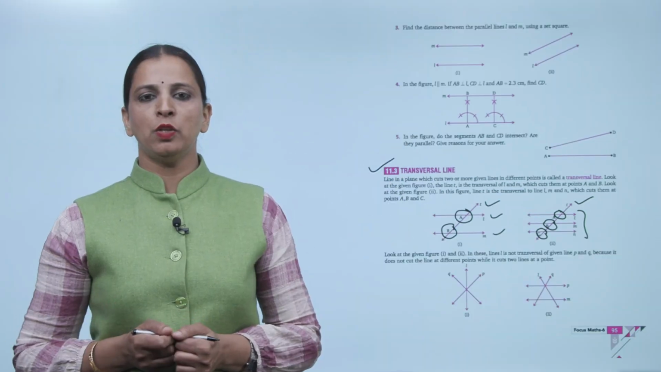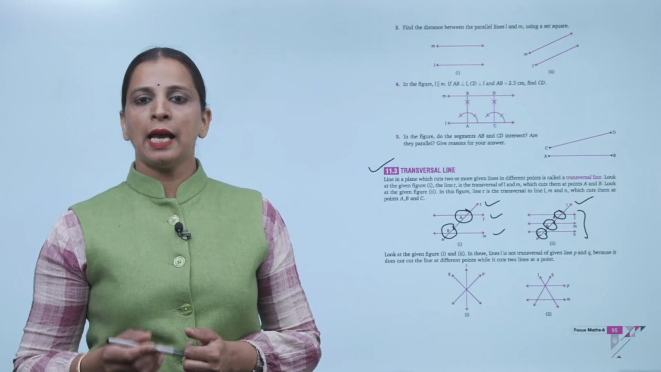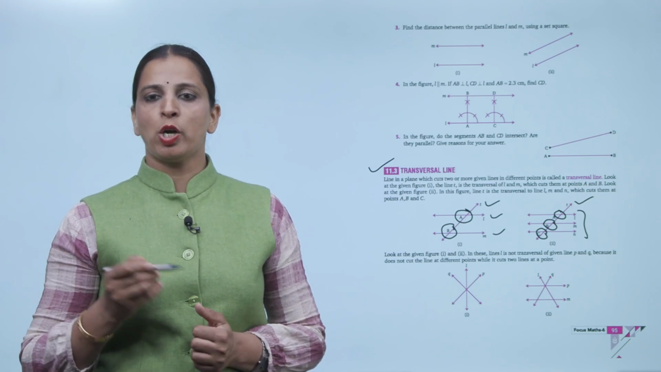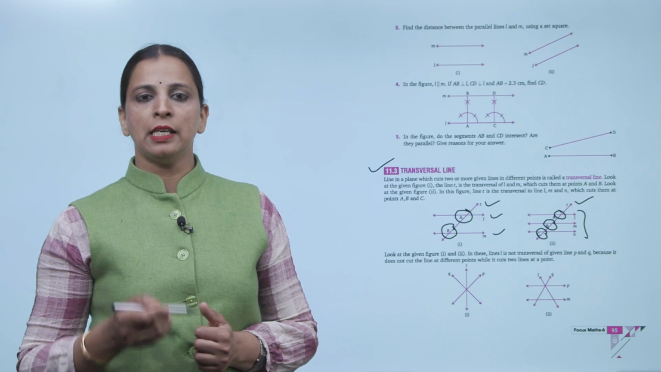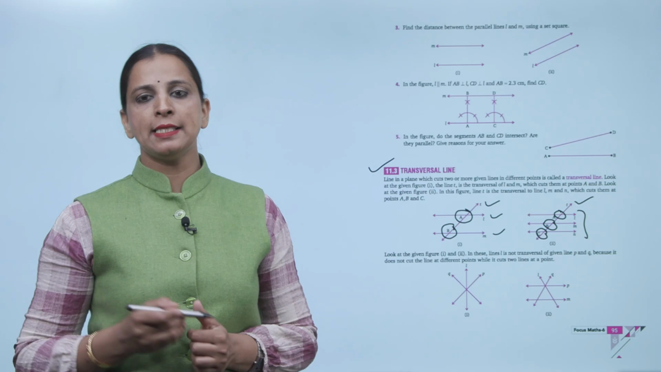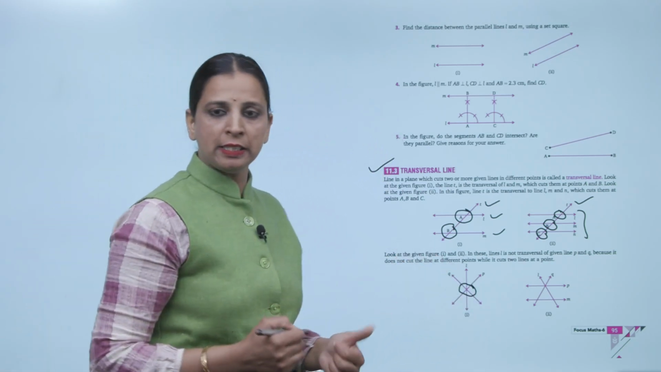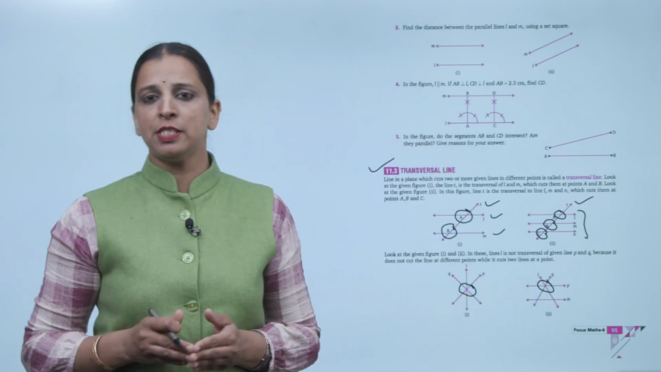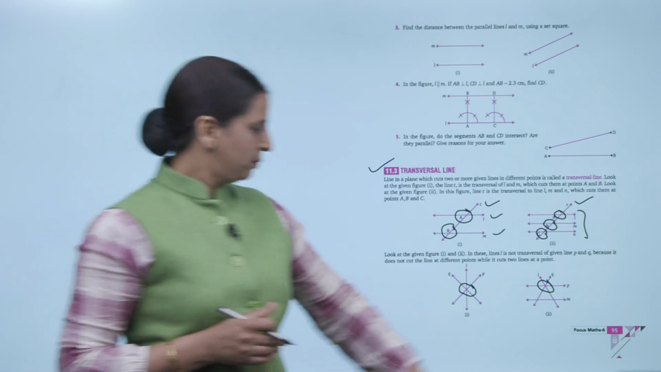Look at the given figure 1 and 2. In these, line L is not a transversal of given lines P and Q because it does not cut the lines at different points while it cuts two lines at a point. Figure 1 में P और Q को L एक ही पॉइंट पे कट कर रही है, यहाँ पे भी P और Q को L एक ही पॉइंट पे कट कर रही है. That means it's not a transversal.